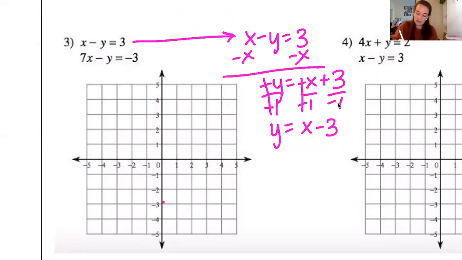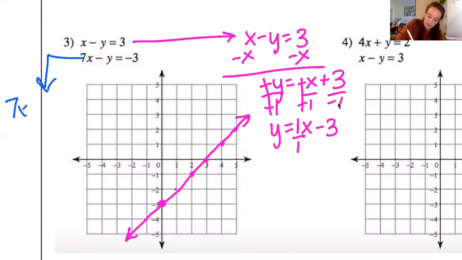So I'm going to start at -3. Remember, this is the slope of 1 over 1. Up 1 over 1, up 1 over 1, all the way out, down and back. So I have this line here. And then the same thing, I'm going to go ahead and do for this problem here.